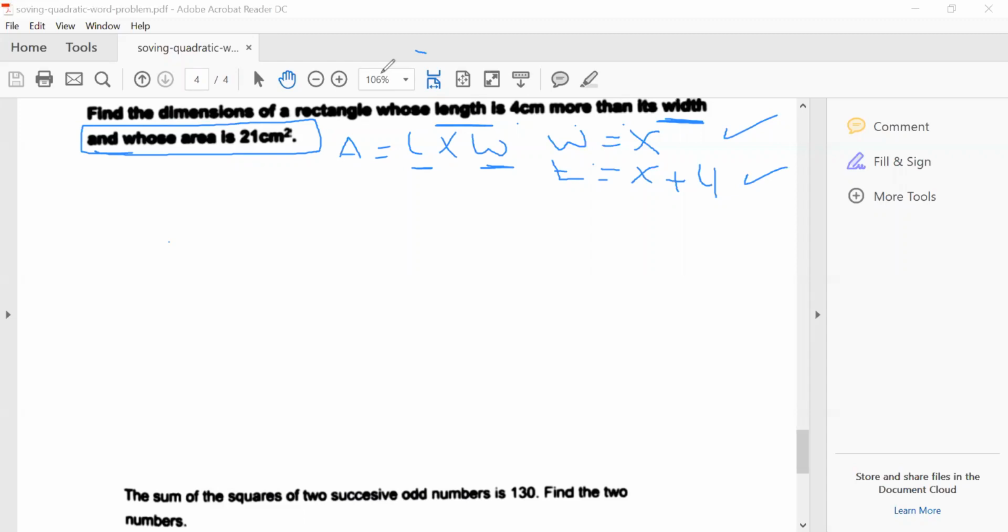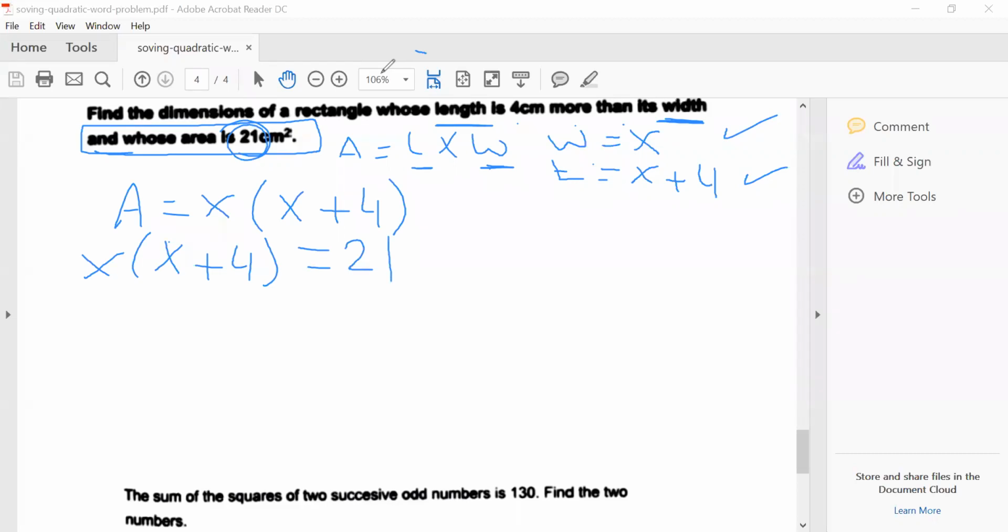I will remove length and put x plus 4, and the width is x. So when multiplying the length and the width, x times x plus 4. He told me that the area equals 21, so remove area and write 21. Now I have finished translating. I have done the length times the width, and the area equals 21 because he gave me that the area is 21.